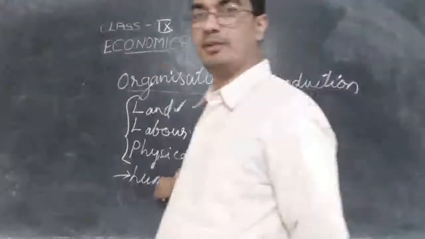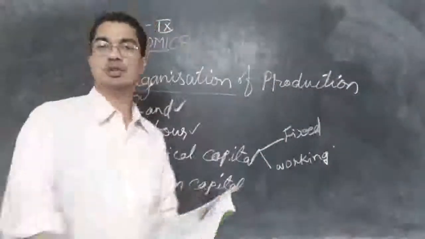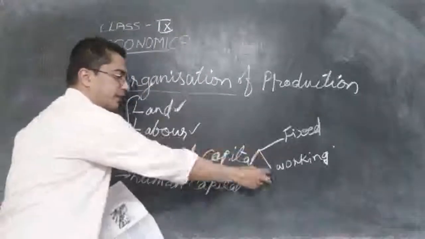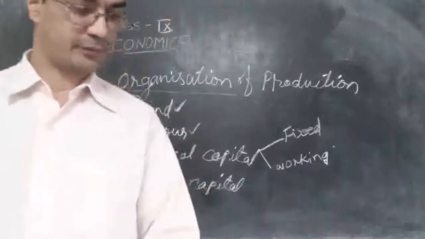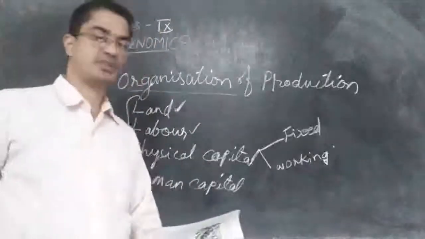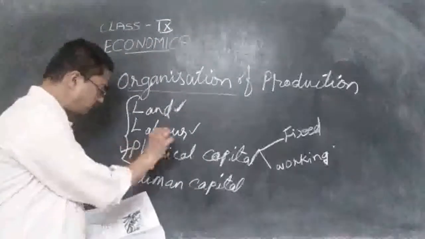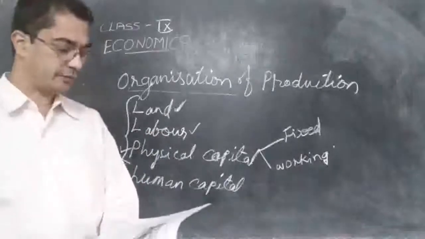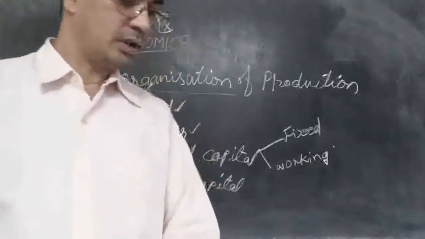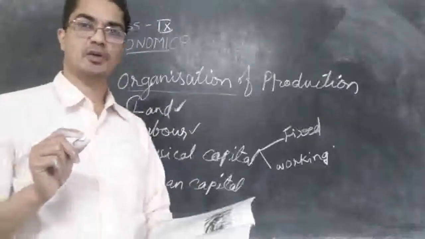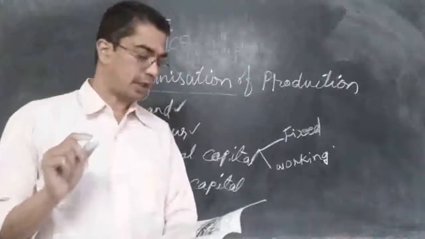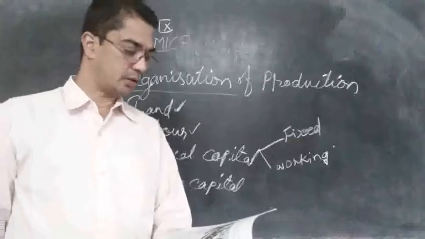So this physical capital can be divided into two: fixed capital and working capital. What is this fixed capital? First let us say what is physical capital. Physical capital is a variety of inputs that are required during the production.